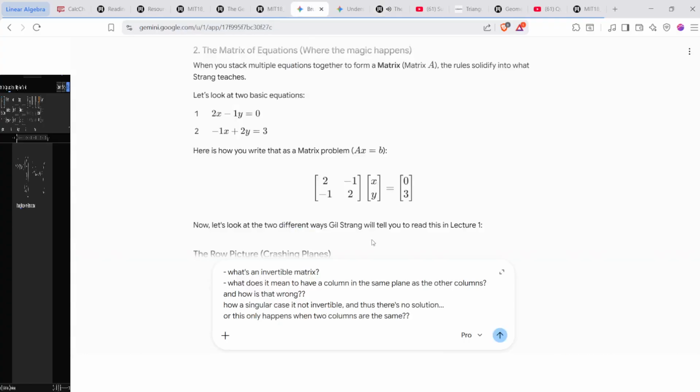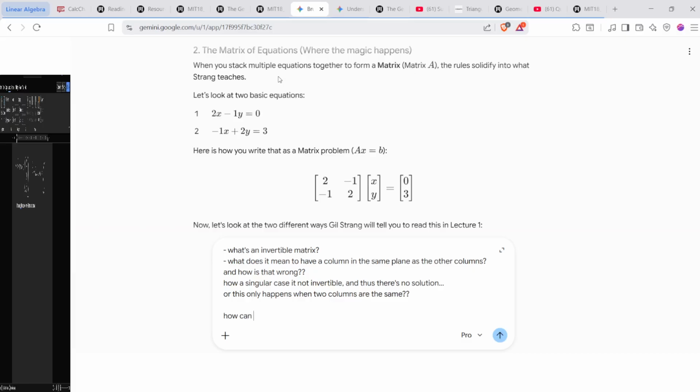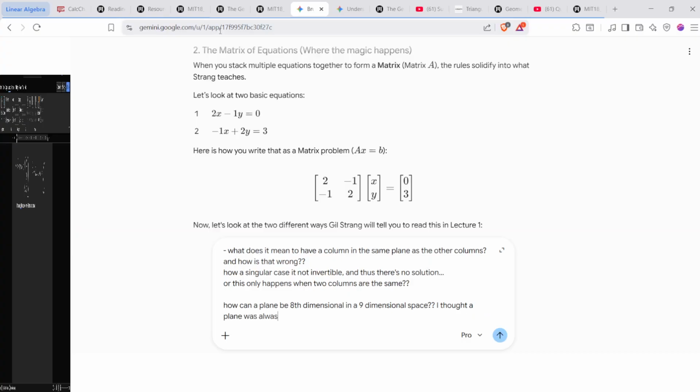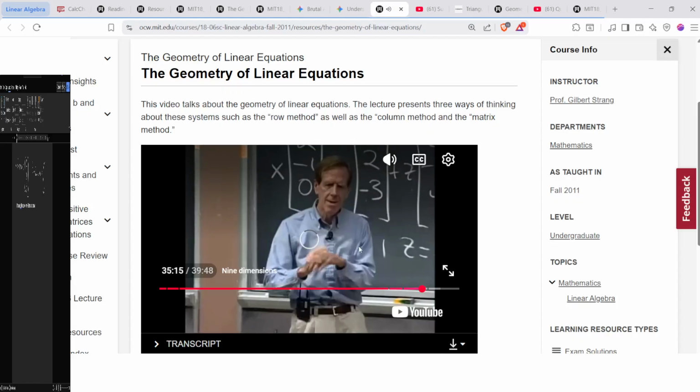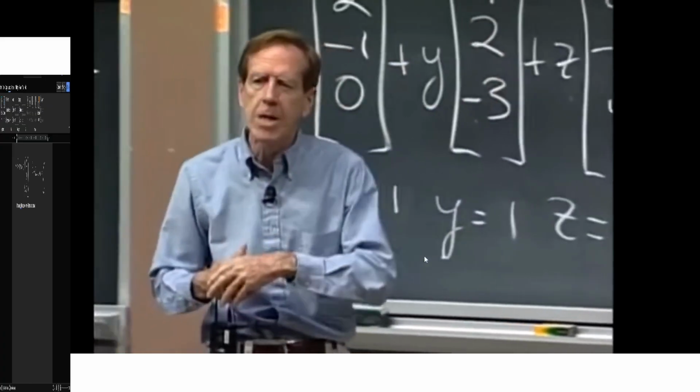Oh my god. How can a plane be 8-dimensional space? I thought a plane was always 2D. 3D. Okay. Think about it. Give me a good answer, all right?